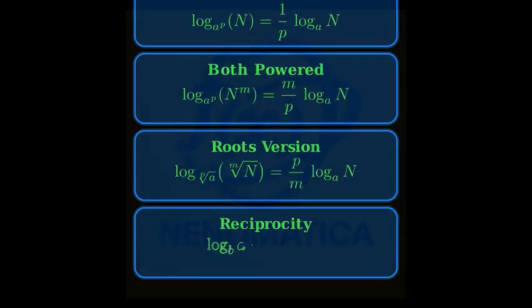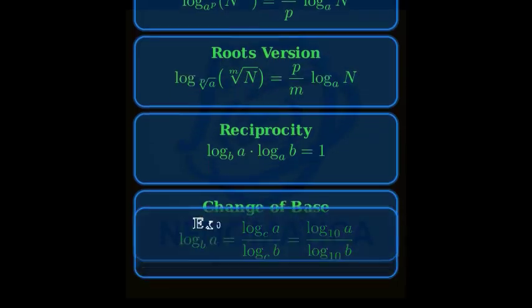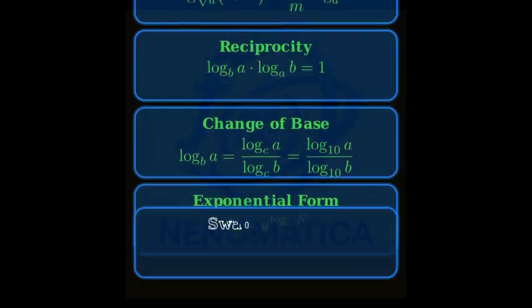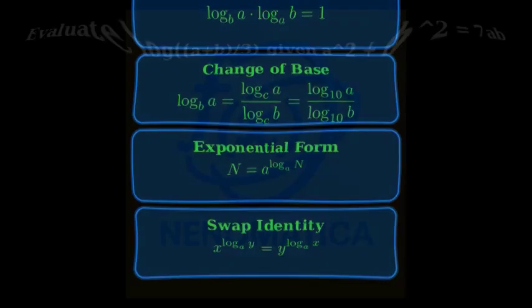Change of base and reciprocity are the power tools for switching bases. The product of log base b of a and log base a of b equals 1. And log base b of a equals log base c of a over log base c of b. Two lovely exponential identities. First, n equals a raised to log base a of n. Second, x to the log base a of y equals y to the log base a of x.